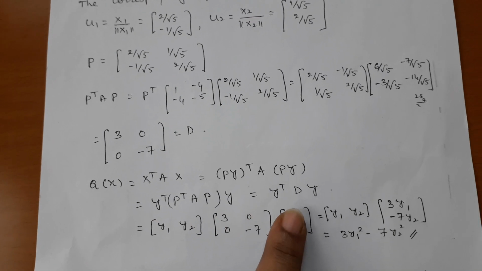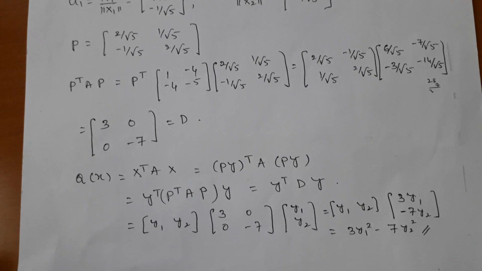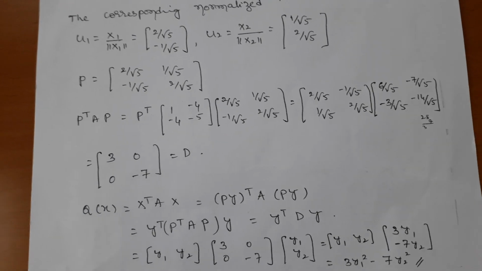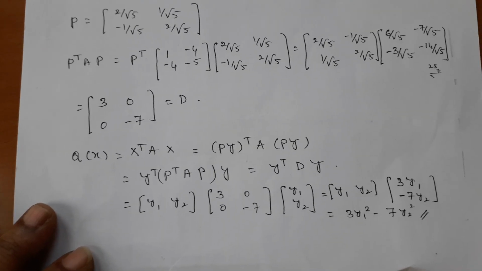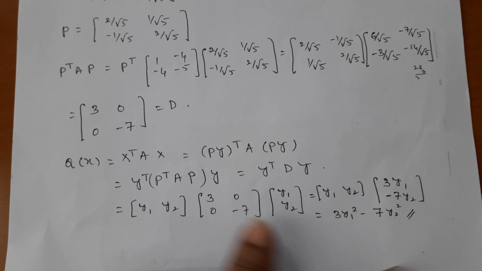Group it, this is nothing but D. Then y is a column vector, and the number of unknowns depends upon the order of the matrix. What's the order of the matrix? It is 2. Therefore, how many unknowns are we expecting here? Two: y1, y2 in that row, and this is the column. Multiply that.